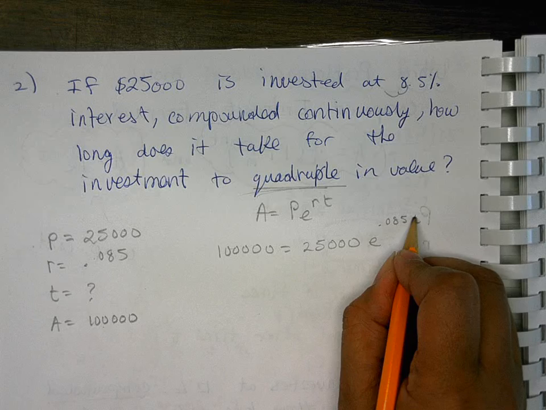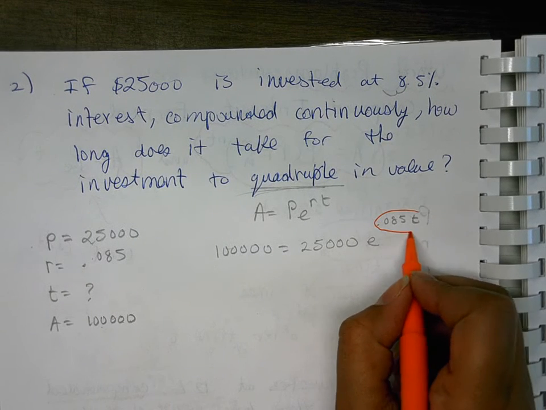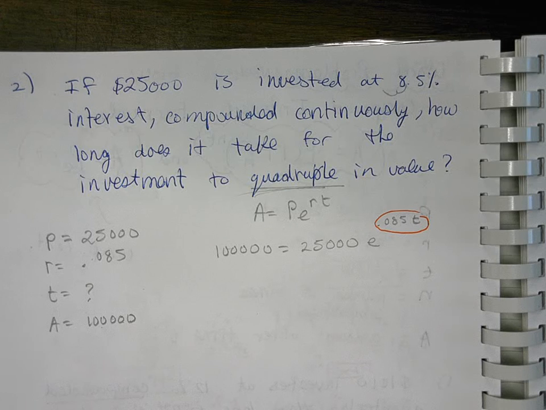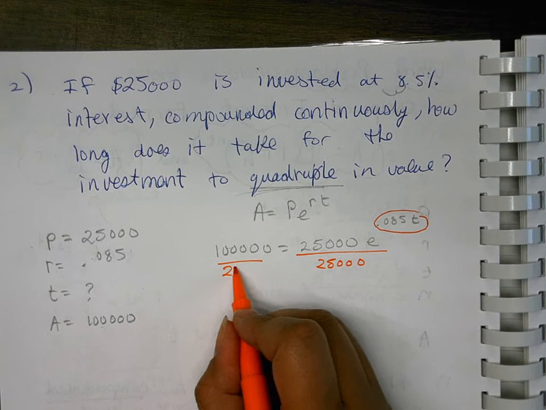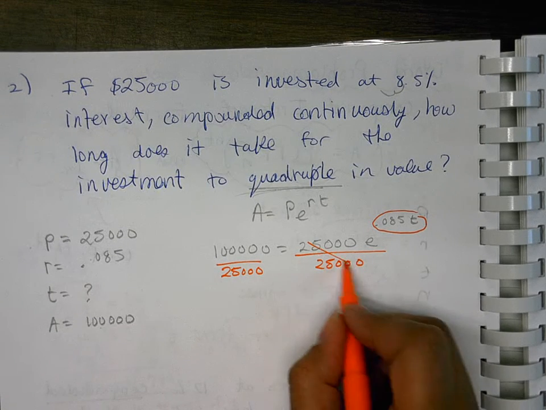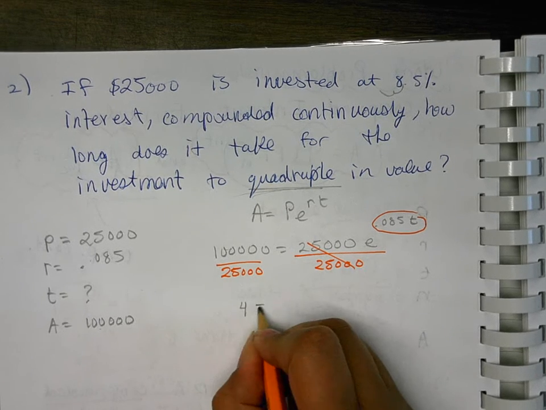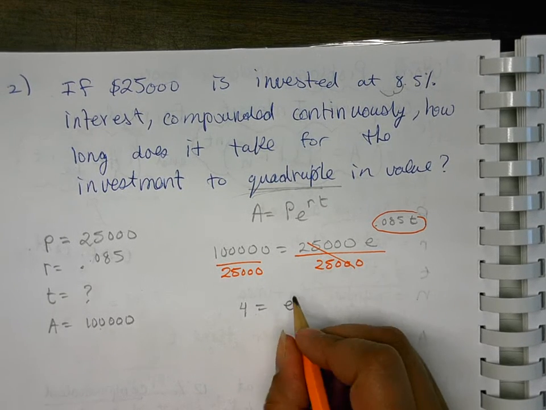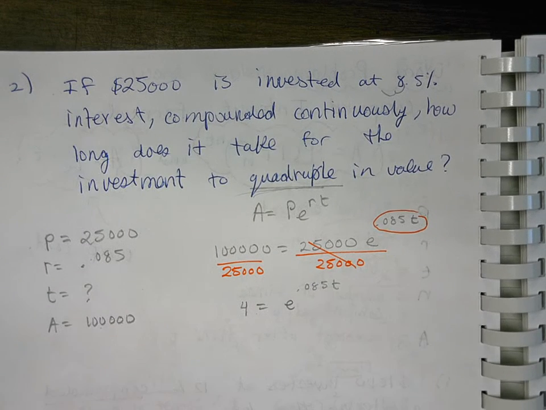All right, where is my variable? It's in the exponent. When it's an exponent, what do we take of both sides? The log. So what are we going to do first? What do we divide by? What do you think it's going to come out to be when I divide? Should it come out to be 4, because we're quadrupling? 4 equals e to the 0.085t, and that 1 you do not have to write, but you can.